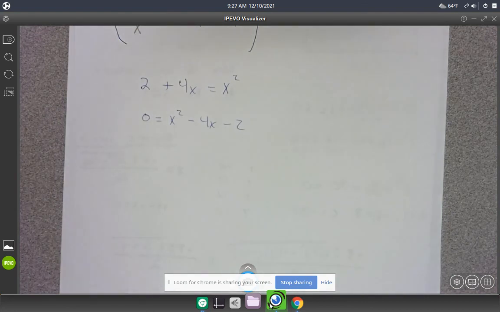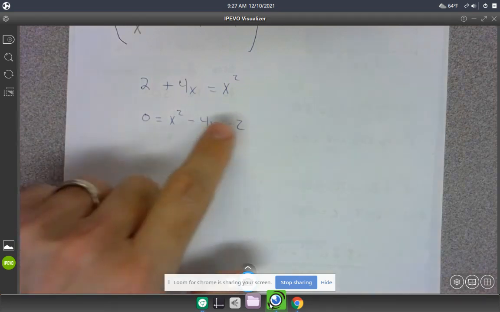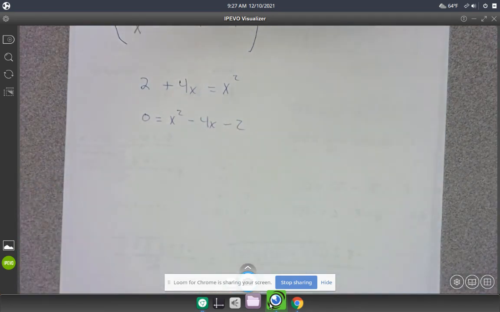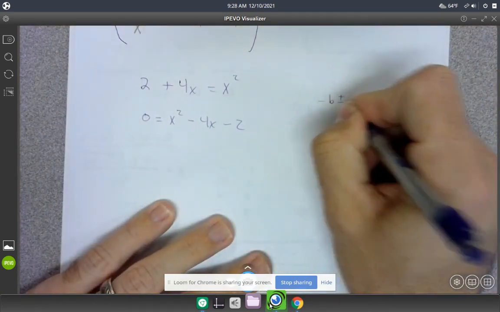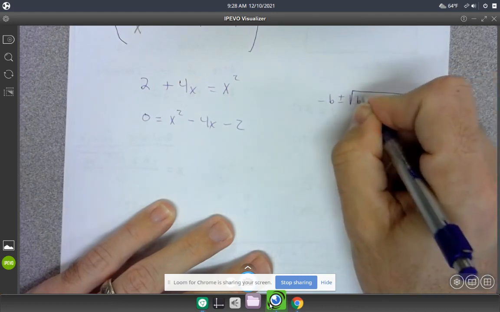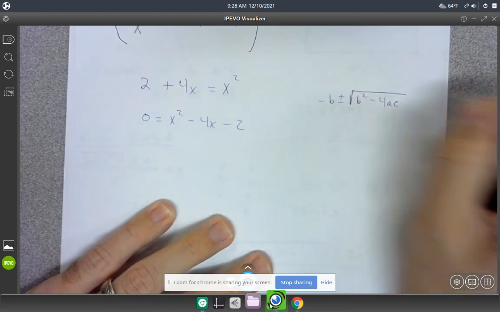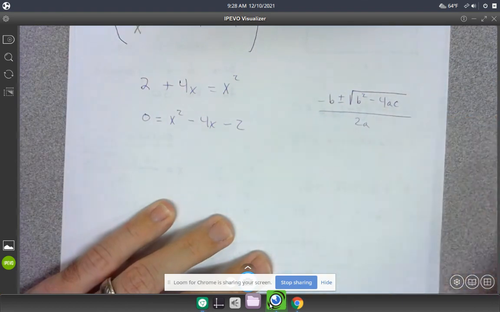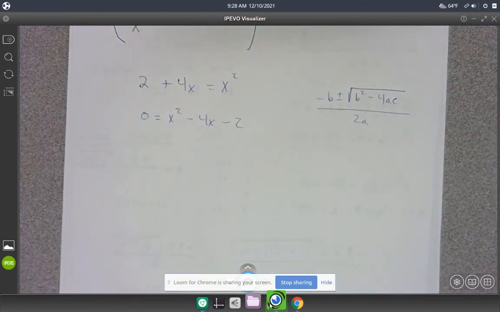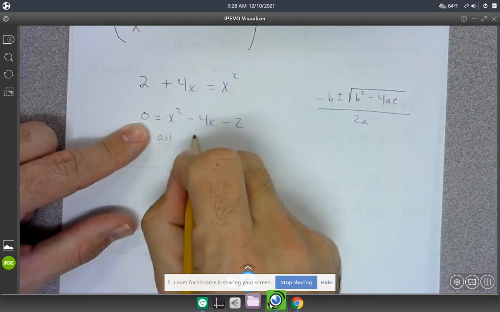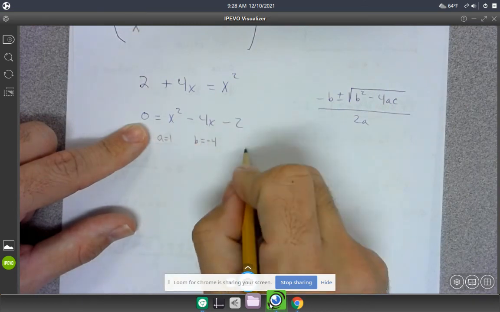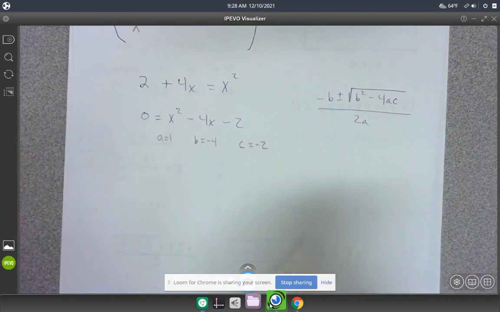Now, again, if you try, you won't be able to use solving by factoring because there's no factors of 2 that will give you a 4 here. So we got to use that quadratic formula. Negative b plus or minus the square root b squared minus 4ac all over 2a. Identify your a, b, and c here. So a is equal to 1. B is equal to negative 4 this time, and c is negative 2.